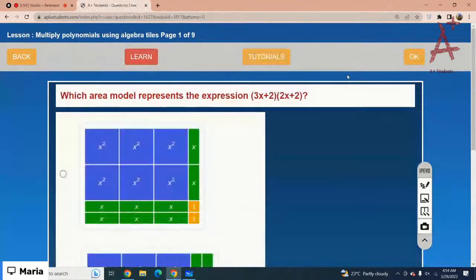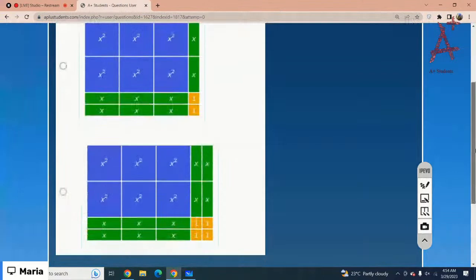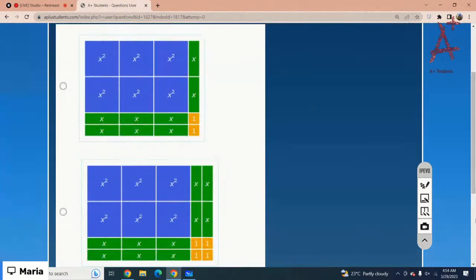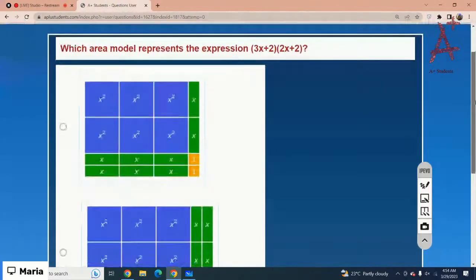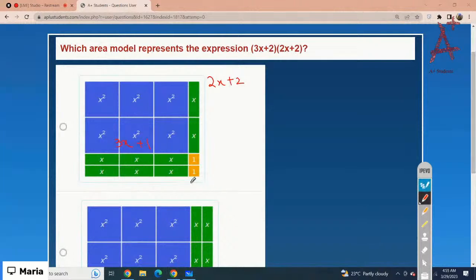Which area model represents the expression 3x plus 3 and 2x plus 2? You are given different area models, and you have to select the model that represents this multiplication expression. Let's see which is the correct one. Here you have 3x plus 1 and 2x plus 2. We have to select 3x plus 2 and 2x plus 2, so that is not the correct one. Let's look at the other one.